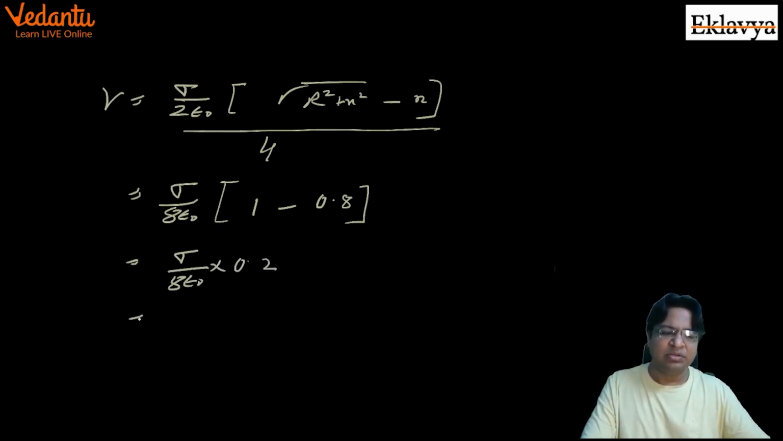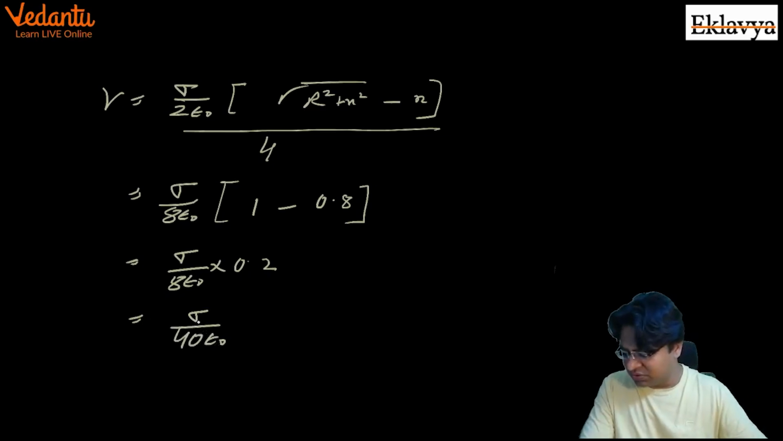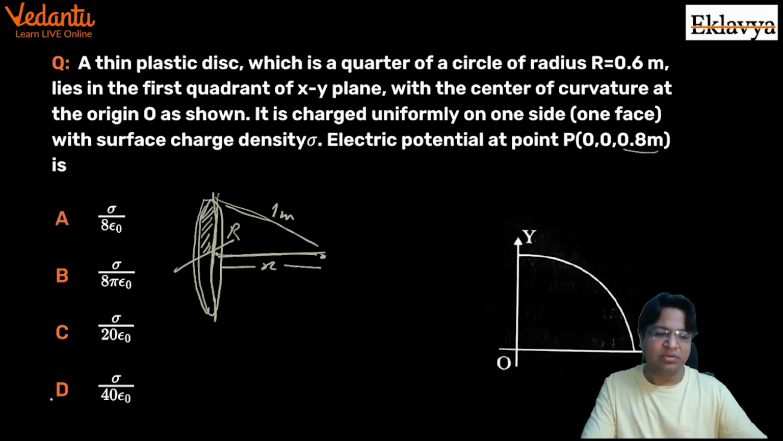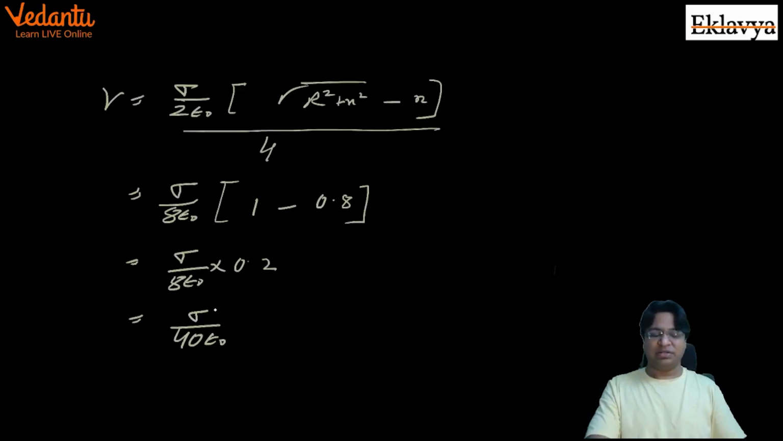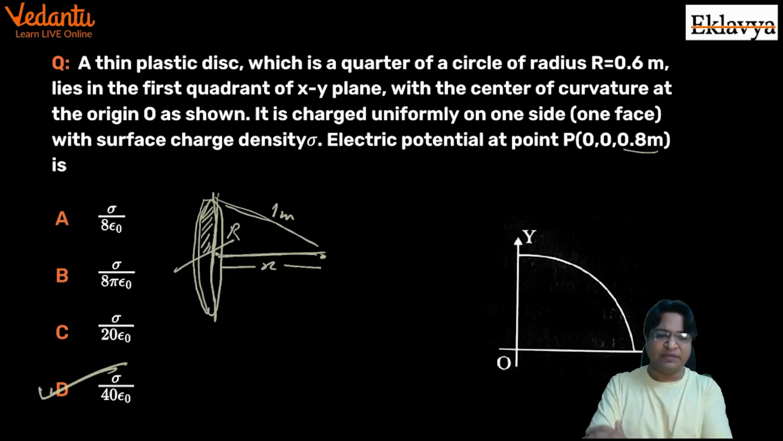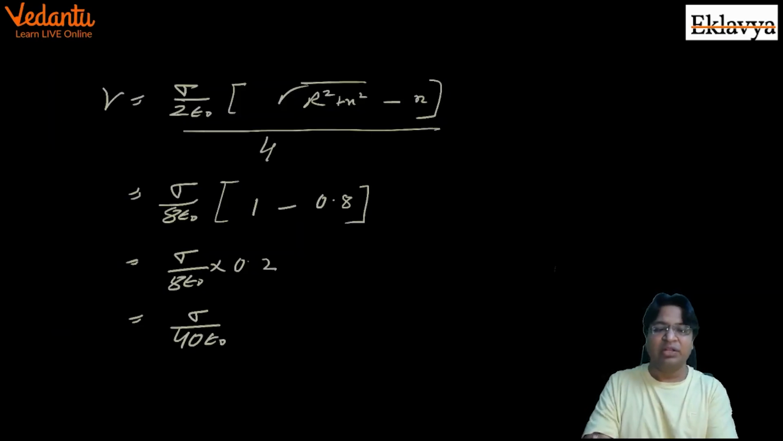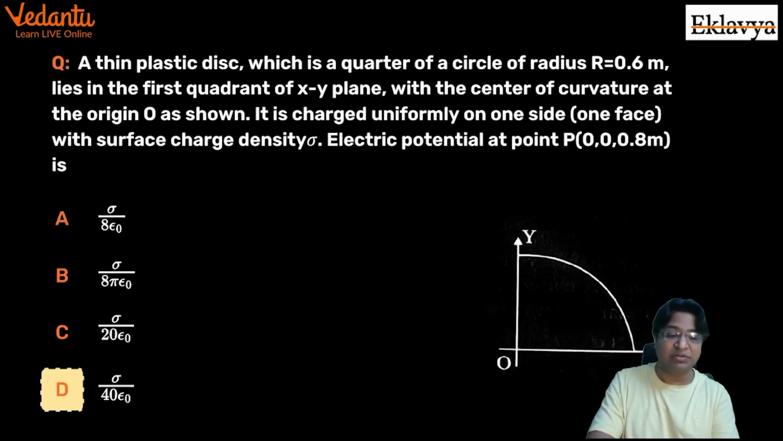So this will become sigma, this is 2 by 10, so 40 epsilon naught. Sigma by 40 epsilon naught is what we are looking at. So option D would be the right answer. Again guys, it is a standard result. If you are aware of the result, the question is doable. If not, the question is going to take a lot of time, because then you'll have to derive the result, which is going to consume a lot of time.